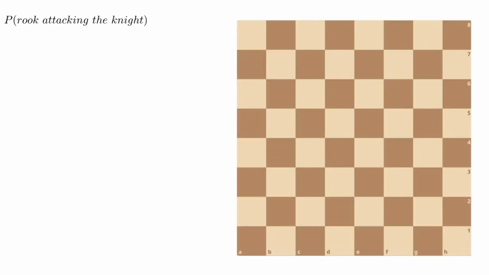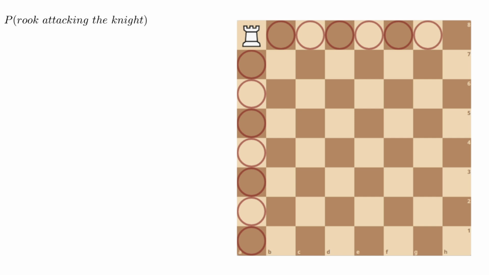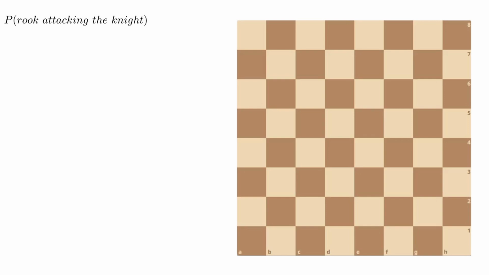So let's start out with the rook attacking the knight. Let's look at this scenario first. What are all the possibilities of this scenario? So for argument's sake, let's drop the rook on a8. How many squares is it attacking? It's attacking 7 other squares on the a file and 7 other squares on the 8th rank. So 7 plus 7 equals 14. So there are 14 possibilities of the rook attacking the knight from a8.